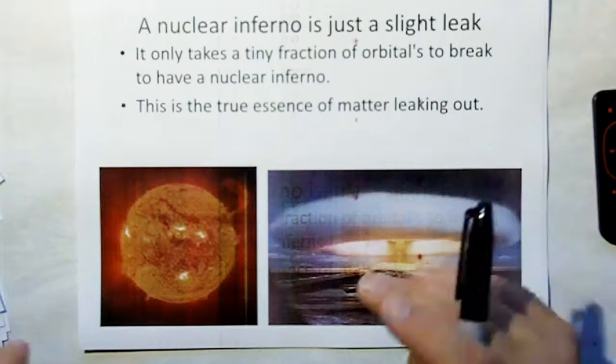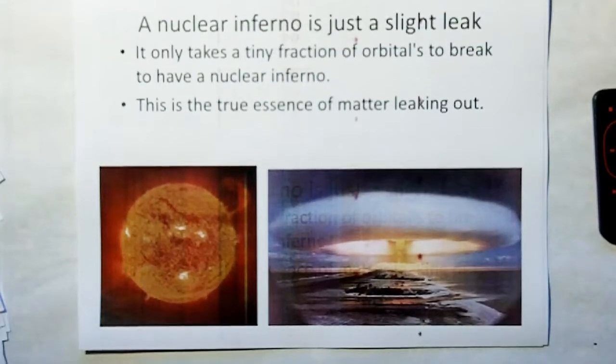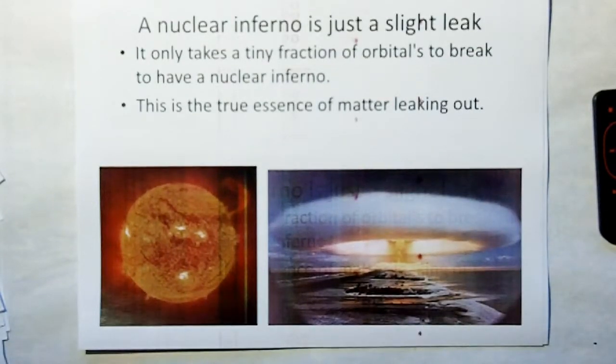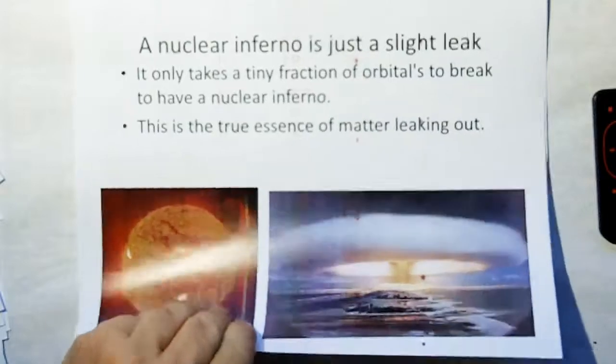And so a nuclear inferno is just a slight leak. You only need a tiny fraction of orbitals to break to have what we see as a nuclear inferno. This is essentially the true nature of matter leaking out.